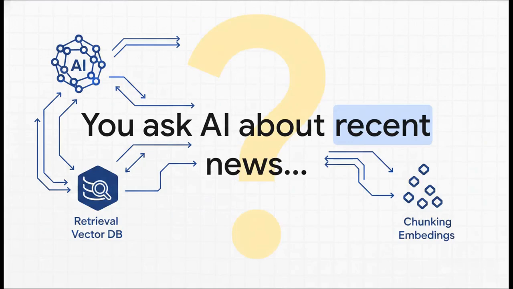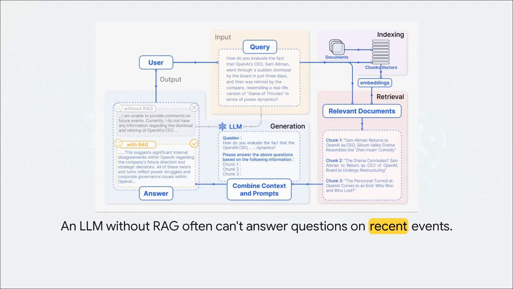Okay, so let's kick things off with a scene that I'm sure is familiar to pretty much everyone. You hop onto a powerful AI, you ask it about some big news story that just broke, expecting a solid, up-to-the-minute answer. And what do you get back? Something like this. I am unable to provide comments. I do not have any information regarding the dismissal and rehiring of OpenAI's CEO. Ugh, sound familiar? It's that classic, super frustrating dead end.